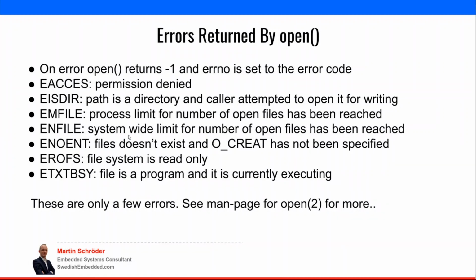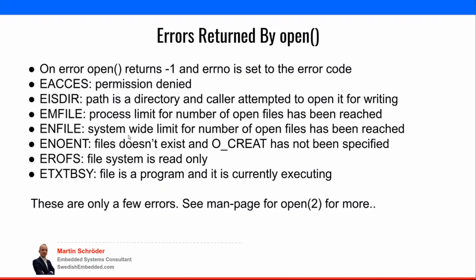EMFILE signifies that the process limit for the number of open files has been reached. ENFILE is similar, but instead for the system-wide limit of open files. If you reach the system-wide limit of open files, you get ENFILE. ENOENT is returned whenever you call open without O_CREAT, and the file doesn't exist, so there is no file to be opened.